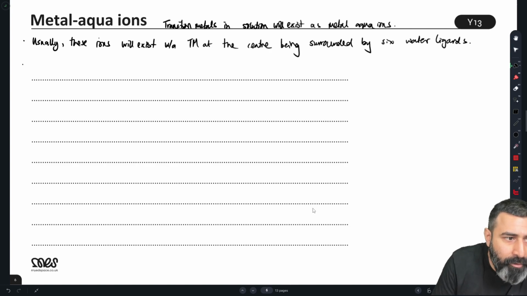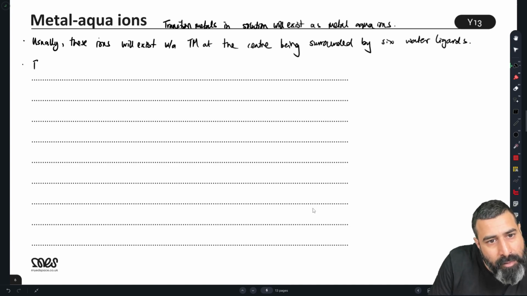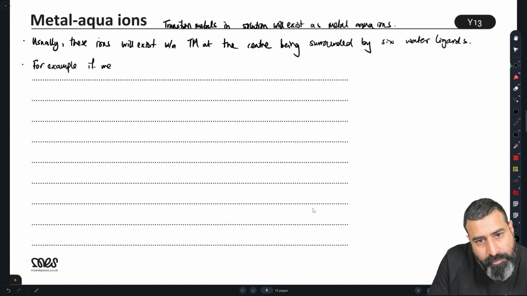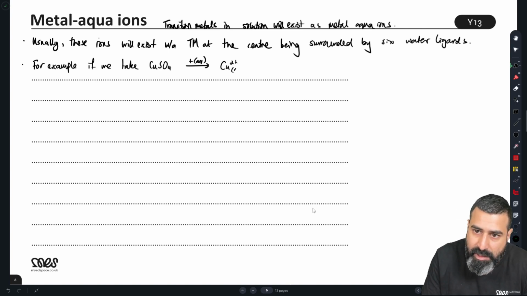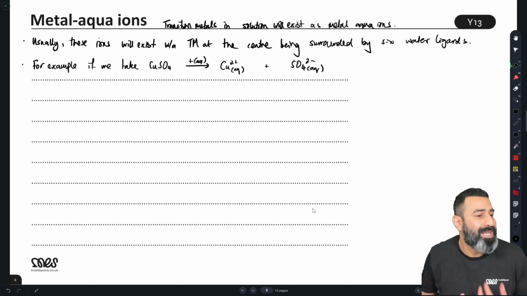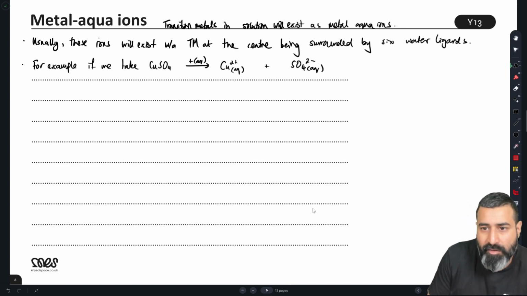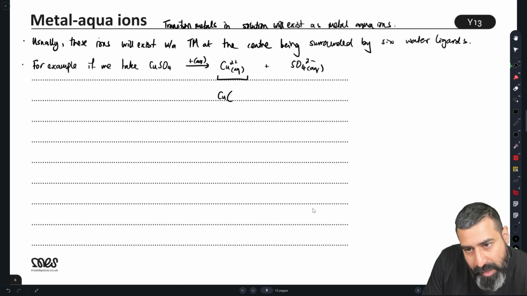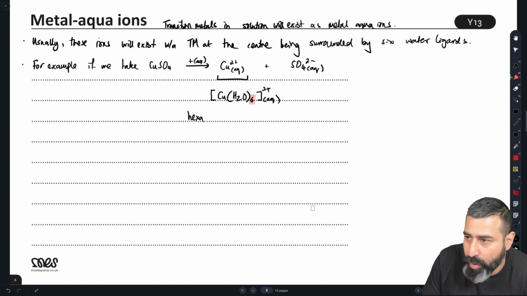So, for example, if we take copper sulfate solid and we dunk it into water, well, that's going to dissolve into copper 2+ and form SO4 2-. Now the copper 2+ isn't going to exist as isolated copper 2+ ions. It's going to exist as a metal aqua ion, and this is going to exist as Cu(H2O)6, and this complex has a 2+ charge. So this is going to be called hexa, because there are 6 water ligands.